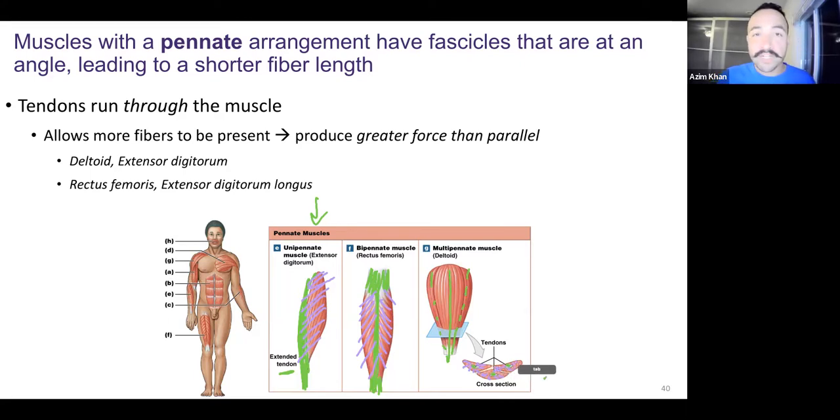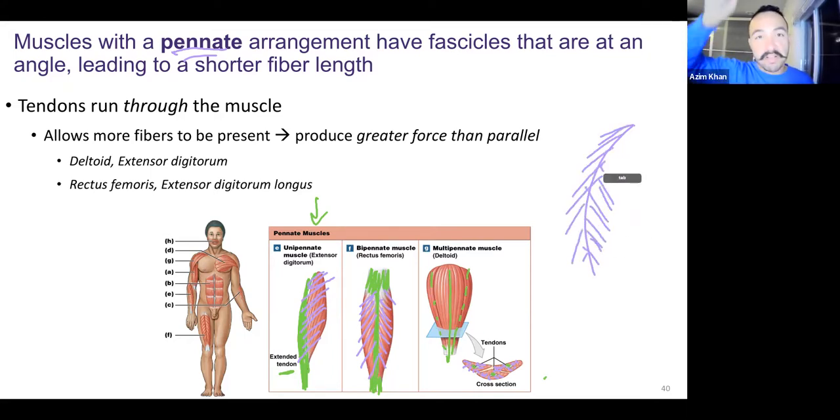In either of these situations, it's kind of feathered. Pennant means feathered. Looks like a bird's feather. A bird's feather looks not quite like this, but something like this, where you have a central quill type thing, and then the parts of the feather come off. It's like that.